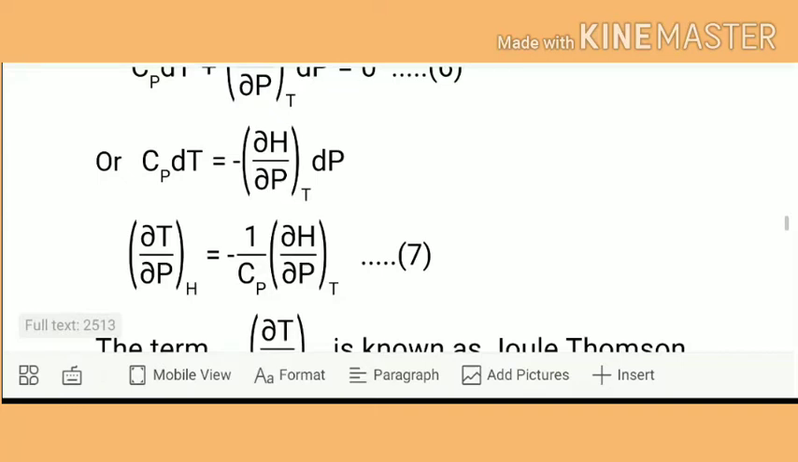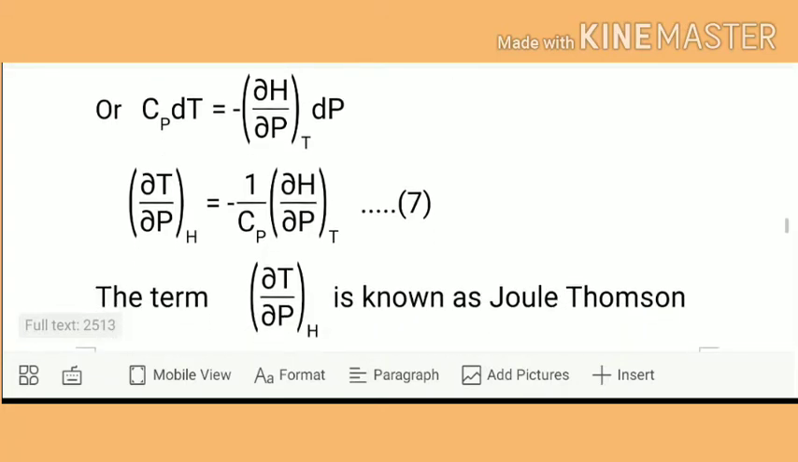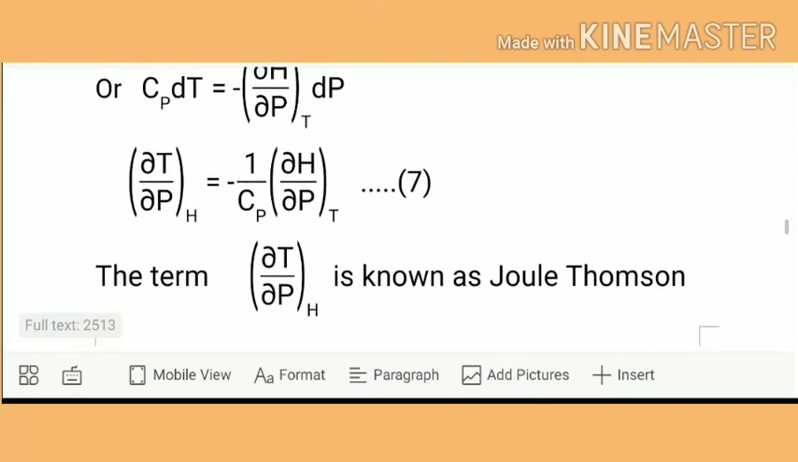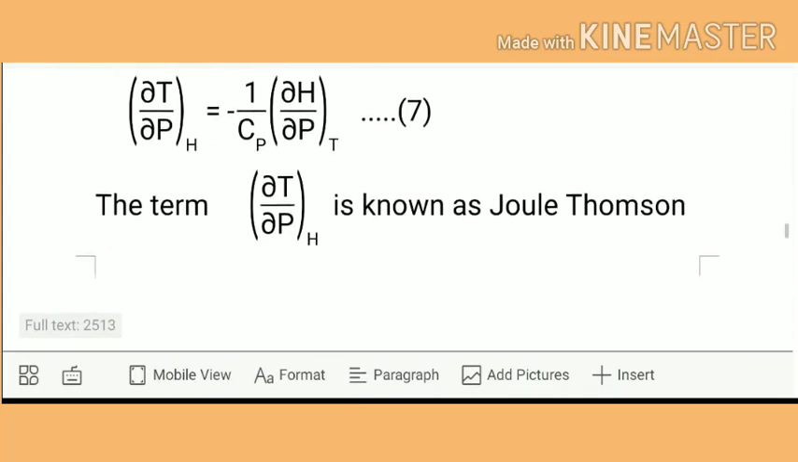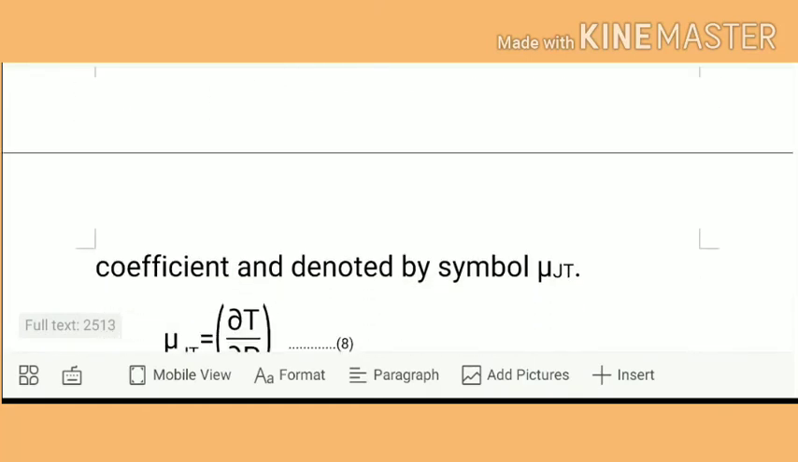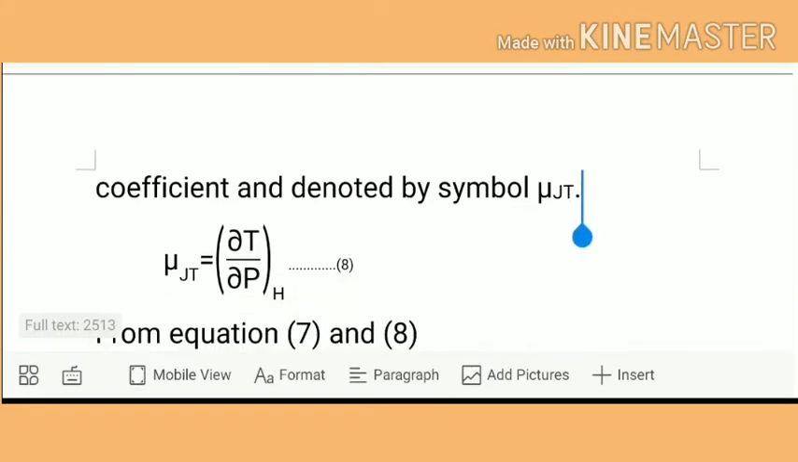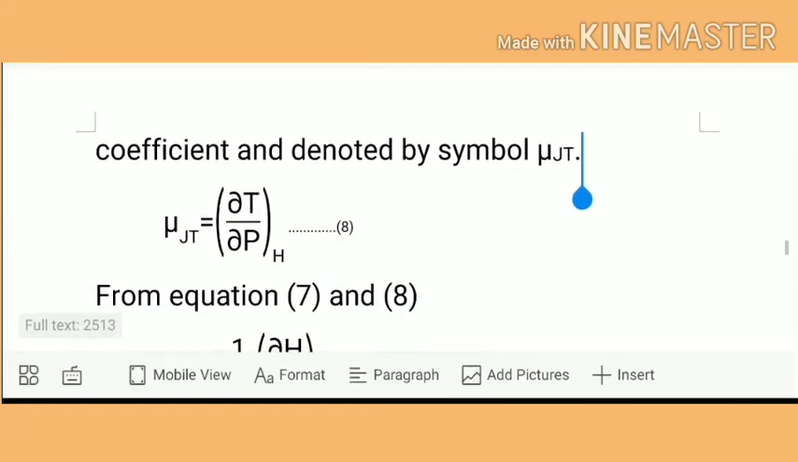Here dT is divided by dP, so it changes into a differential. Del T upon del P at constant enthalpy is equal to minus 1 upon Cp del H upon del P at constant temperature. This term is known as the Joule-Thomson coefficient. Del T upon del P at constant enthalpy is also known as mu JT. It is denoted by mu JT. So mu JT is equal to del T upon del P at constant enthalpy.